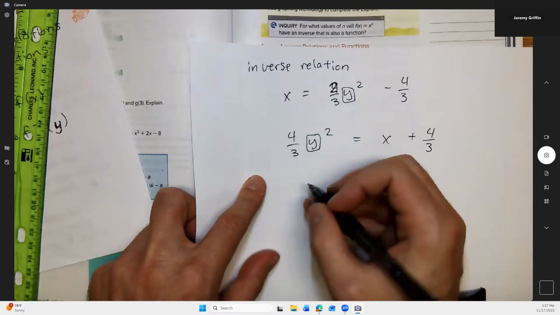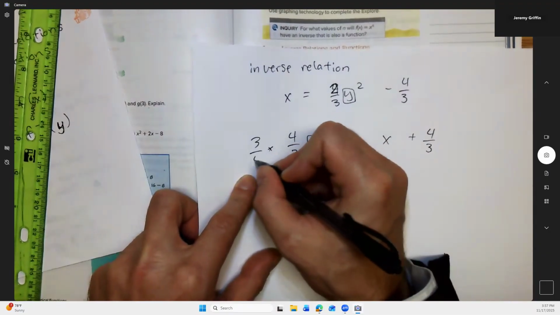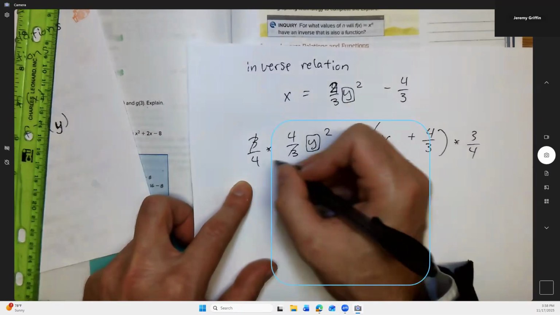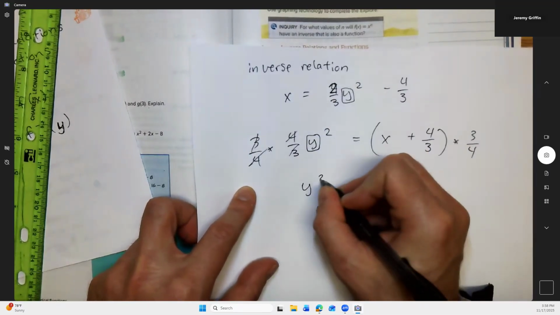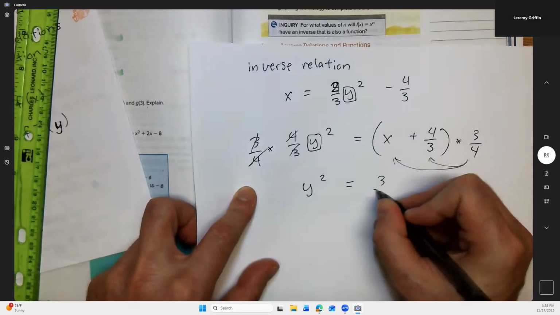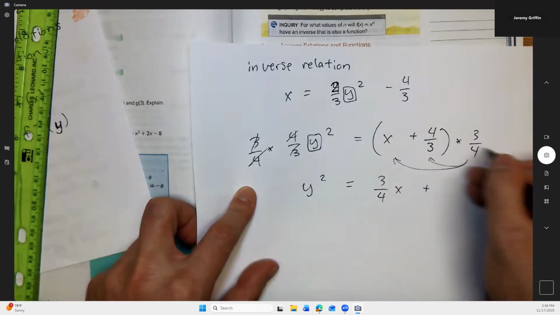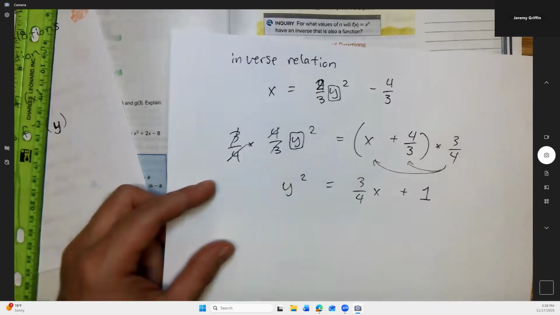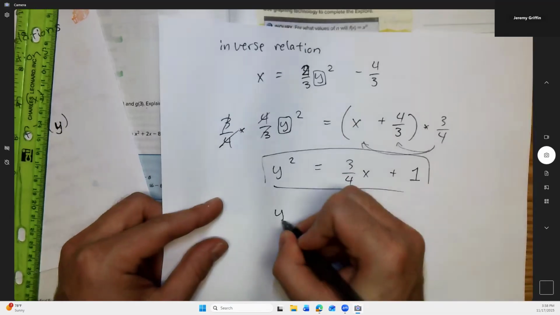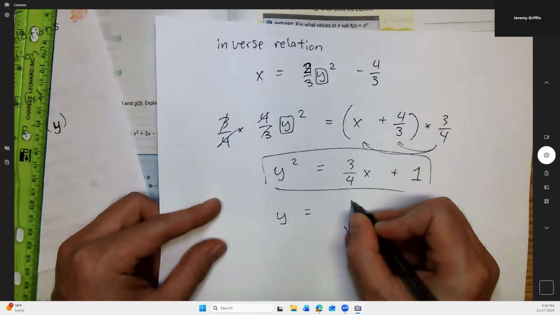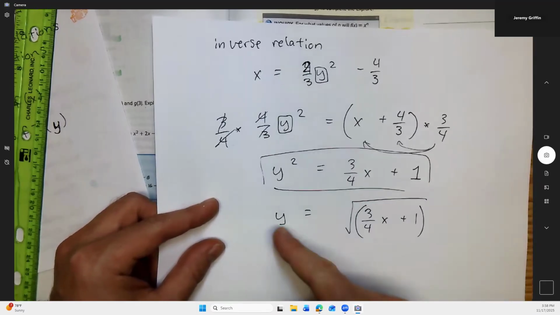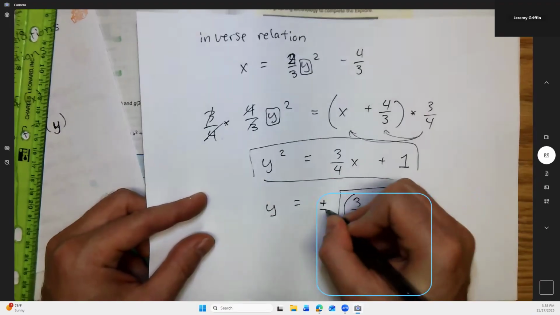Then multiply both sides by 3/4. So times 3/4, and over here times 3/4. So I'm getting y squared is, and then distribute those 3/4. That looks like 3/4 x plus, and this would just become 1, because 4/3 times 3/4 makes 1. Now you could stop there and interpret that, or you could go one more step and say y equals the square root of all this stuff, 3/4 x plus 1. But the fact that we took the square root ourselves, this comes out to plus or minus.